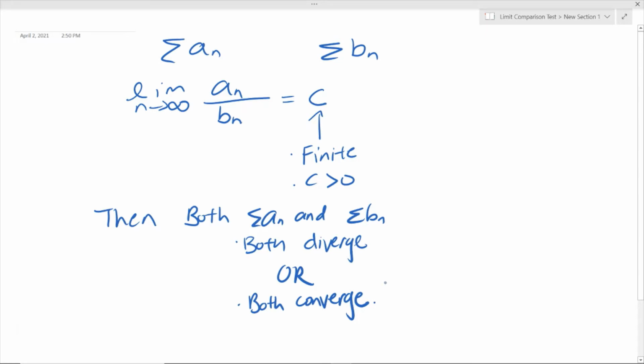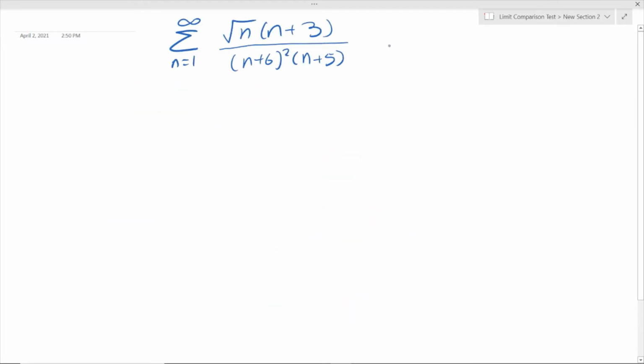So we are going to be looking at an example of the limit comparison test. Say we have an example that looks like this, and we are trying to find whether this series converges or diverges. So let's apply the limit comparison test to see whether it converges or diverges. To do this, we normally look at the highest powers of n.